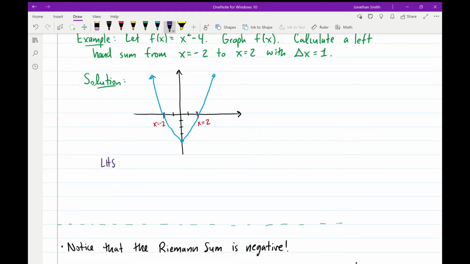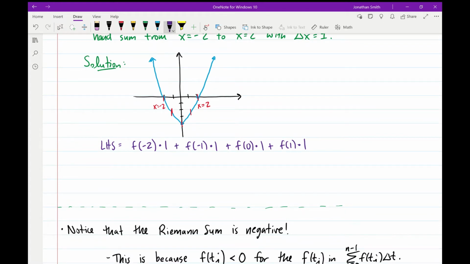Okay, so the left-hand sum is going to be equal to f of negative 2 times 1 plus f of negative 1 times 1 plus f of 0 times 1 plus f of 1 times 1. So we're breaking up this interval from negative 2 to 2 into subintervals of length 1, and then we're calculating the appropriate Riemann sum, which is the left-hand sum in this case.